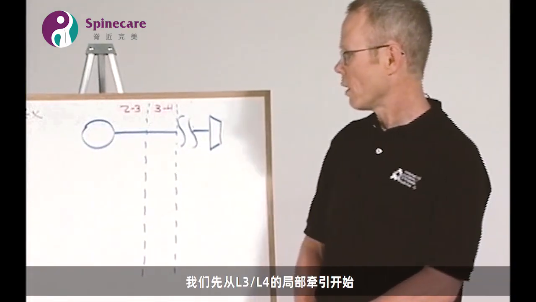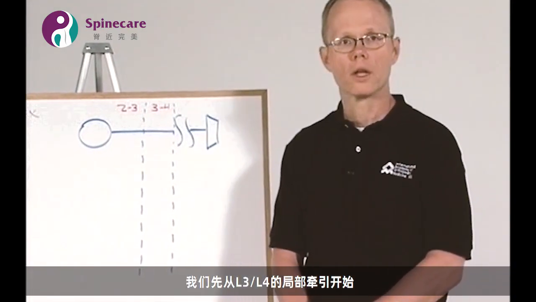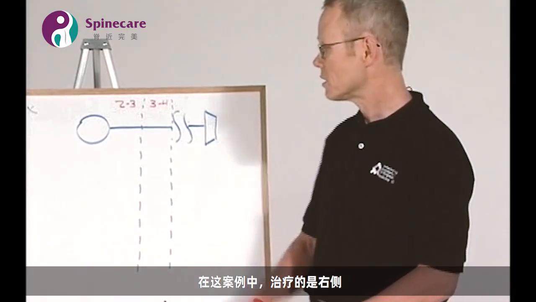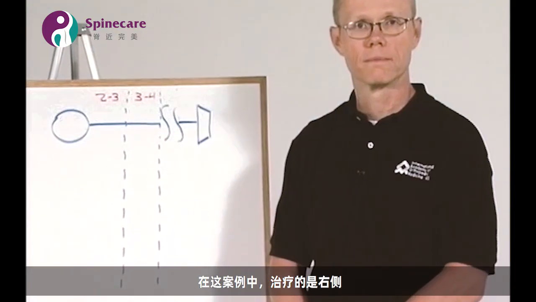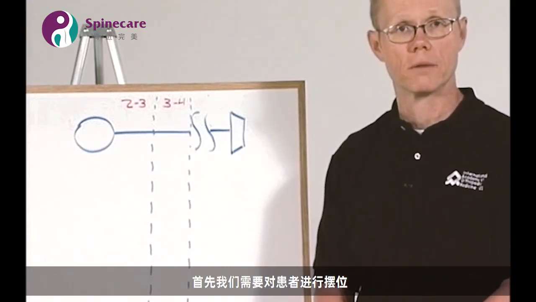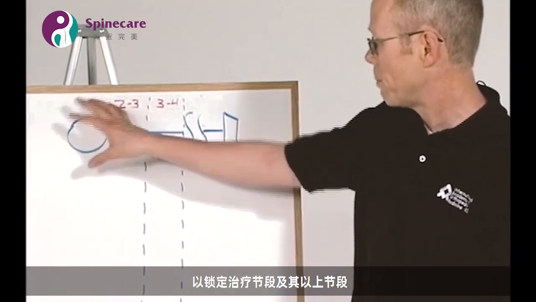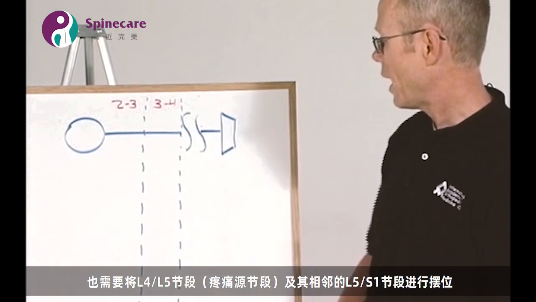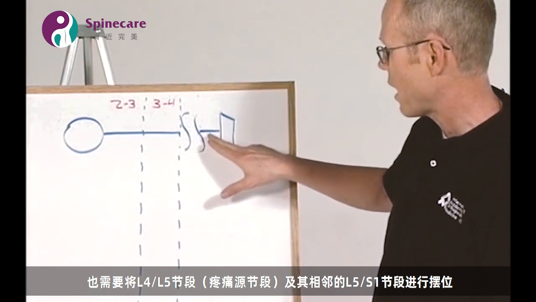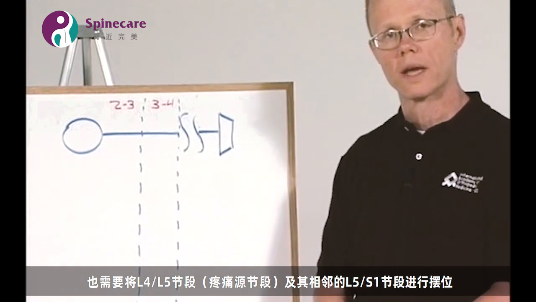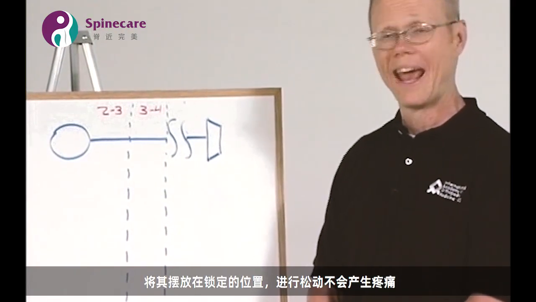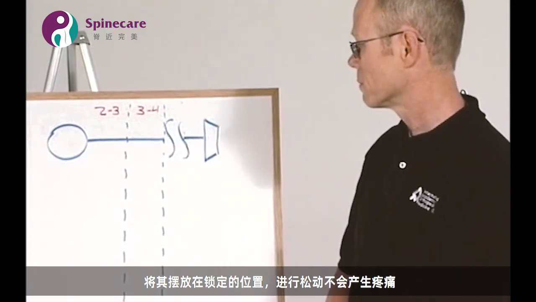To do so, we will first begin with local traction to the L3, L4 segment, in this case on the right side. In order to do that, we first need to preposition the patient to lock the segments above the segment we're treating, as well as put the segments below, the pain-producing L4-5 and the adjacent L5-S1 segment, in a position where the mobilization will not create more pain, and to lock those segments.